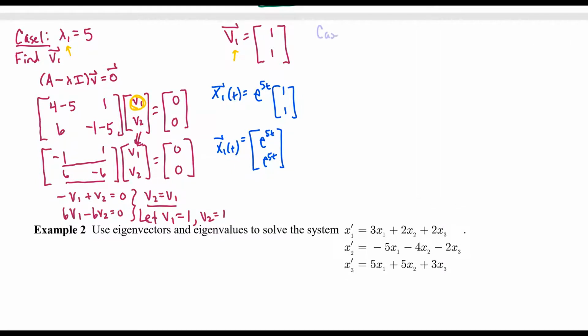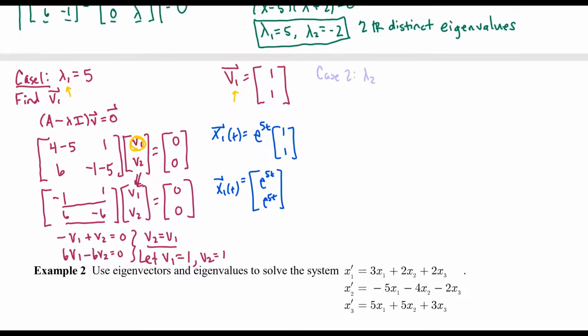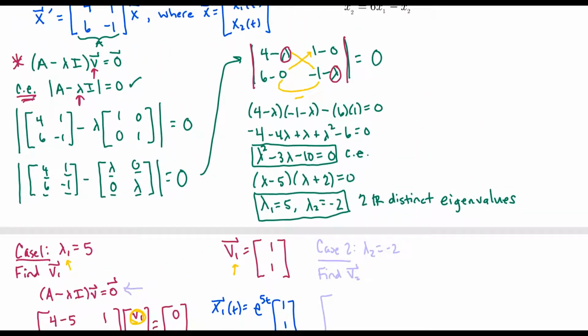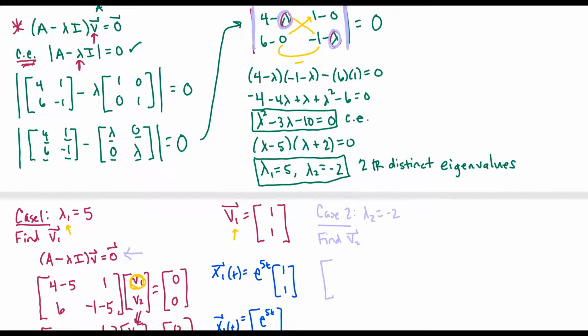So case 2, we had another eigenvalue of -2, and we need to find our second eigenvector using the same process. So we're going to set up our matrix equation that we have over here. And remember, I'm looking at this matrix. I have A minus lambda I right here. So I'm going to plug -2 in here and here. Okay, so for our first entry, we have 4 minus -2, which is 6. We have a 6 here, a 1 here. And for the last entry, we have 1 minus -2, which is also 1.